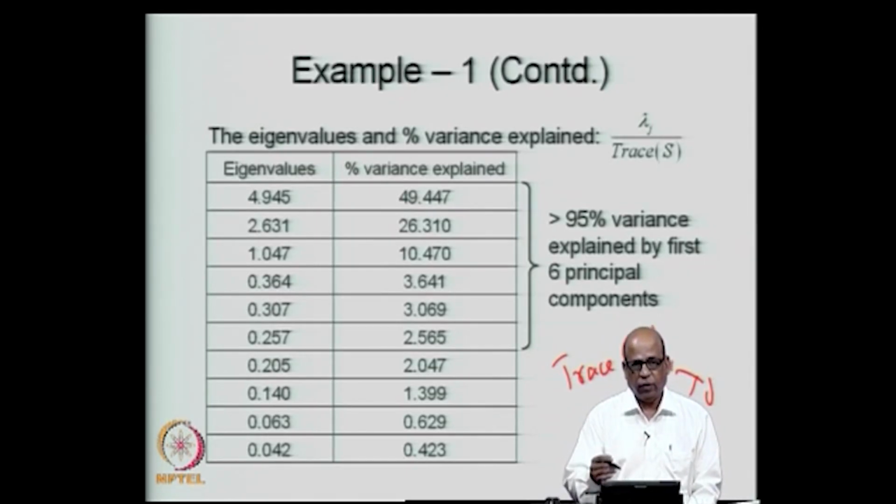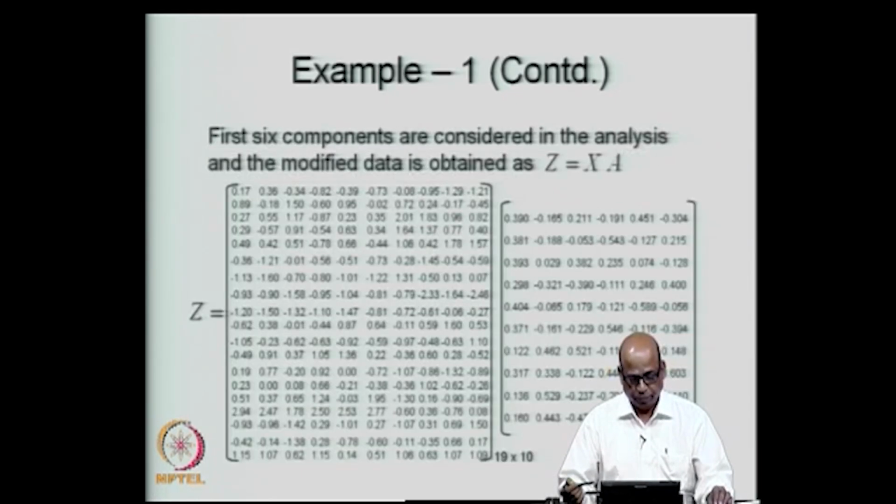So, in this particular case we are saying that 95% of the information can be captured in terms of the variance by using these 6 components, and therefore, you can afford to ignore the remaining 4 components. That is the interpretation here. So, we will use these 6 components and then regress the dependent variable on these 6 eigenvectors, or 6 principal components, so to say.